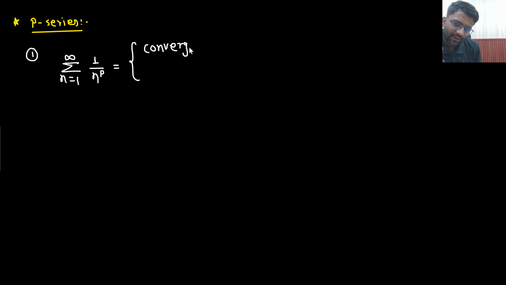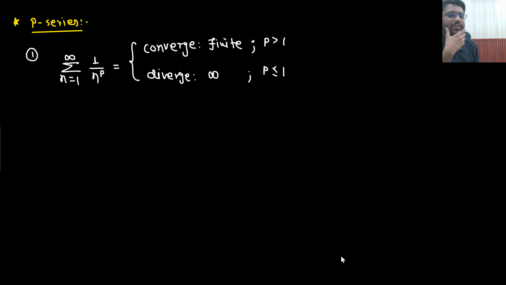So here I will write down all the conclusions of the p series. What is the first conclusion that we studied? Sir, is it very tough to remember? No, absolutely not. Summation n going from 1 to infinity, 1 by n to the power p, will converge or diverge. Converge means it will give you a finite answer. When will it give you a finite answer? If p is greater than 1. Otherwise it will diverge. It will give you an infinite answer if p is less than or equal to 1.